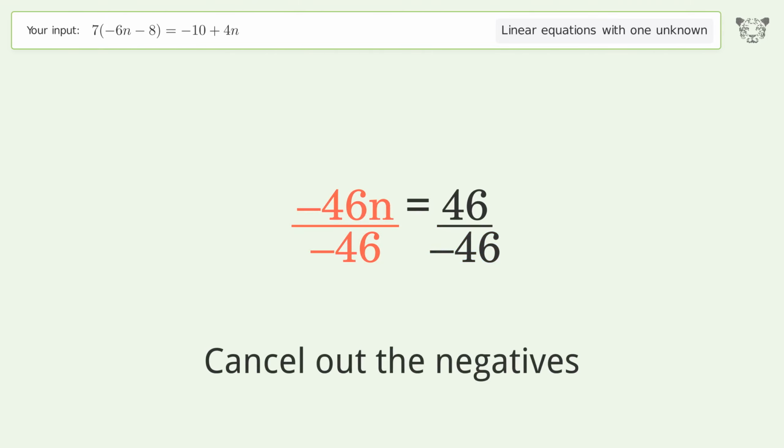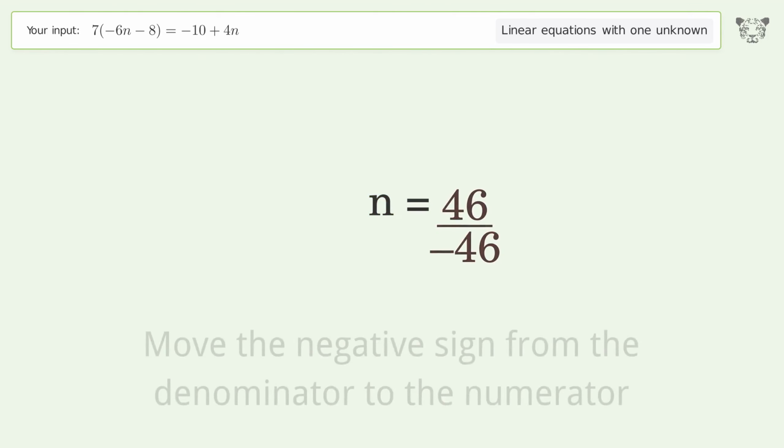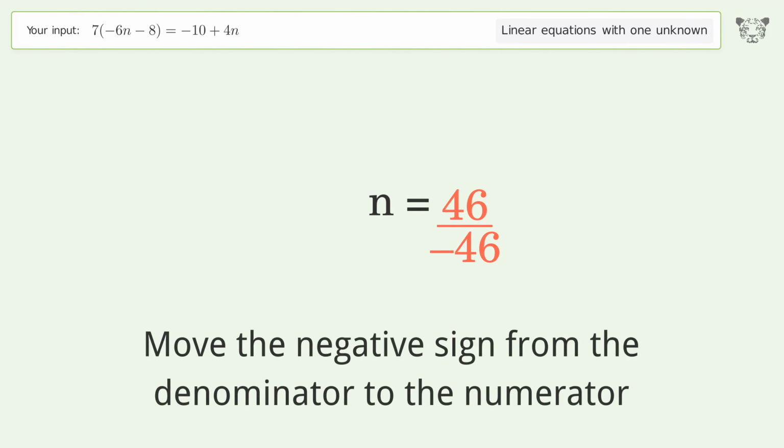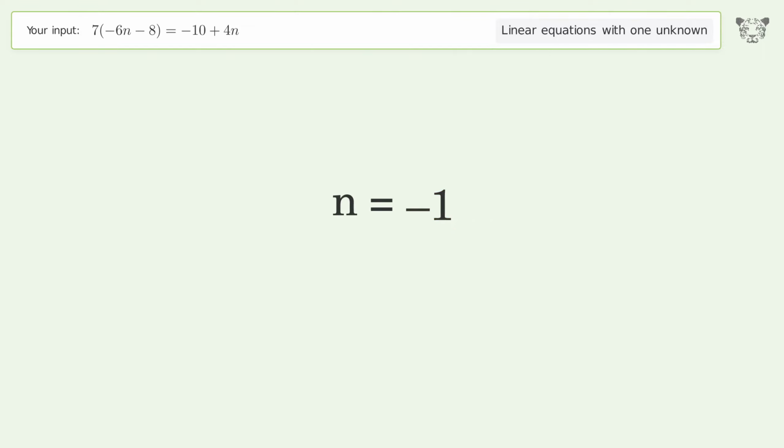Cancel out the negatives. Simplify the fraction. Move the negative sign from the denominator to the numerator. Simplify the fraction. And so the final result is n equals -1.